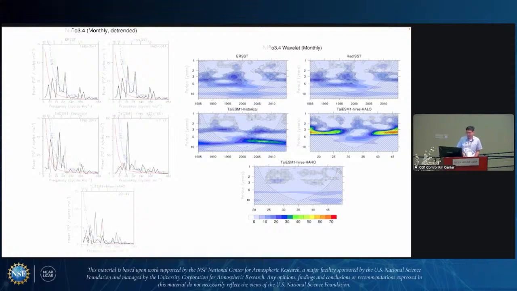And the right-hand side is the wavelet analysis. We can see that the upper two are also observation, and this low resolution one performed pretty well, and the high resolution atmosphere is too strong. However, with the high resolution atmosphere and ocean, it almost disappears.